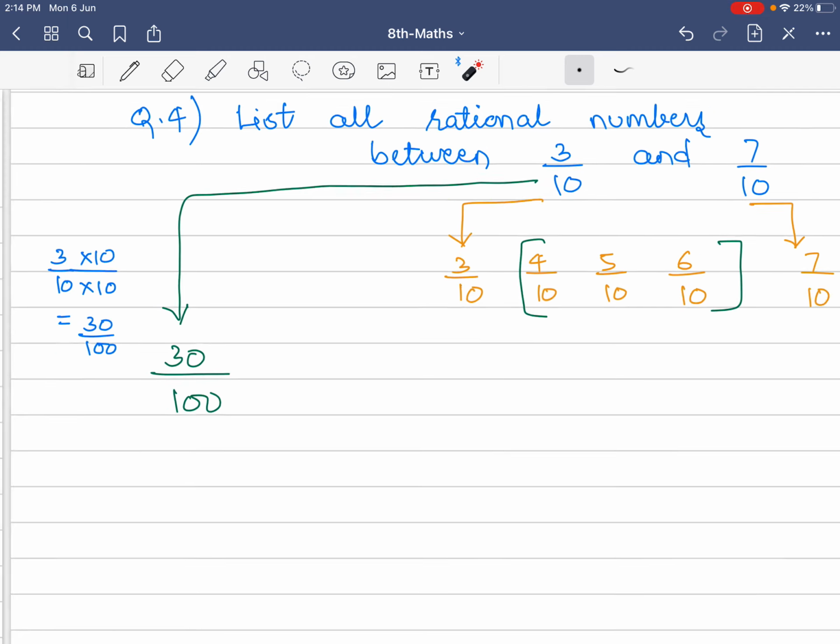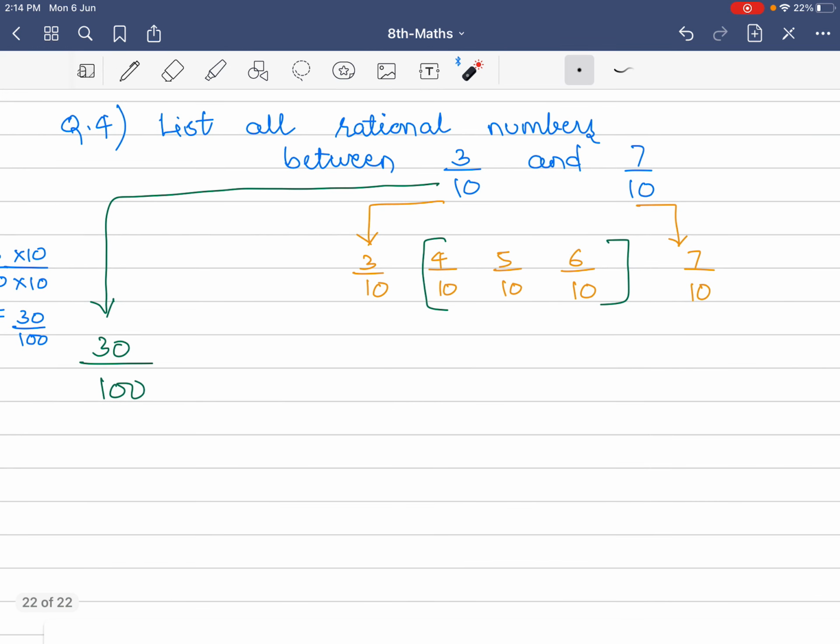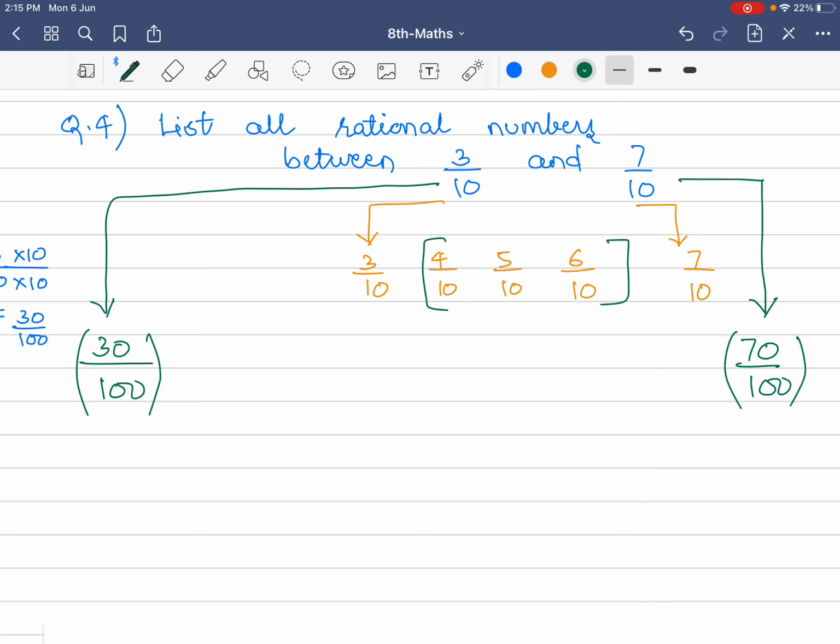Similarly, I'm going to do the same thing with 7 by 10. It can be written as 70 by 100. So here we have 30 by 100 and here we have 70 by 100. And now, list all the rational numbers between 30 by 100 and 70 by 100.